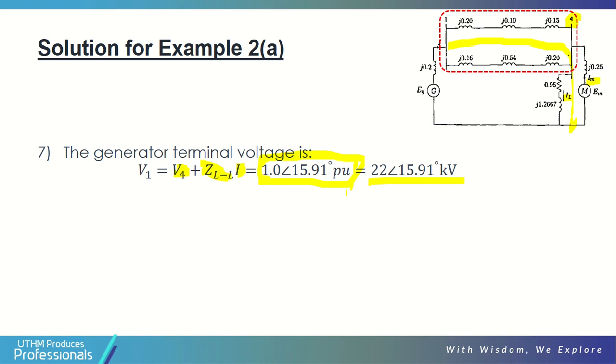Okay, equal to 1 angle 15.91 per unit. So the question is how to convert from per unit to the real value. What is the meaning of per unit? Per unit equals actual divided by base. I just write actual divided by base.